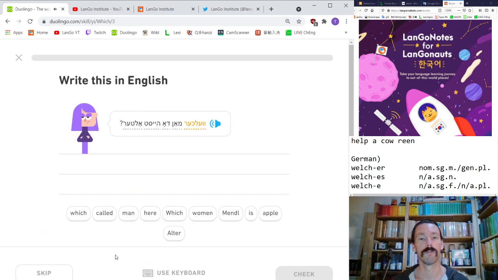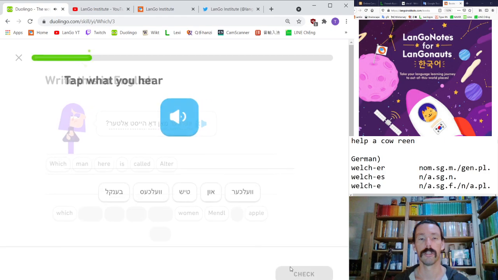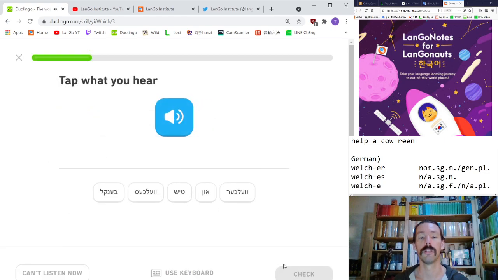Welcher Mann, du, which man here, heißt Alter, is called Alter. Welke Tisch en welges benkel? Okay. Welcher Tisch should be nominative, masculine, I mean. And we do have the R written, I couldn't hear it.